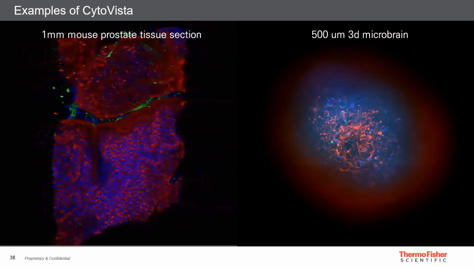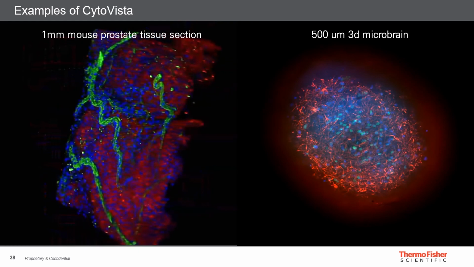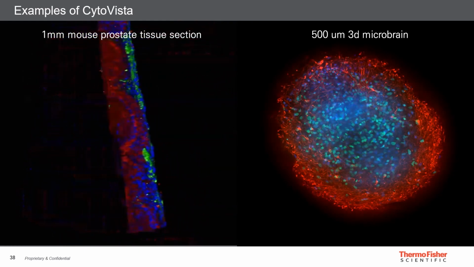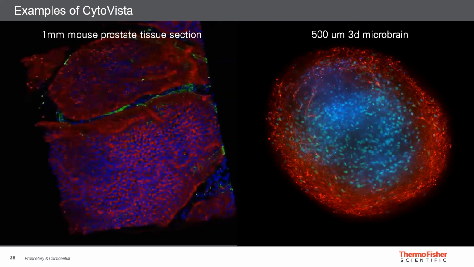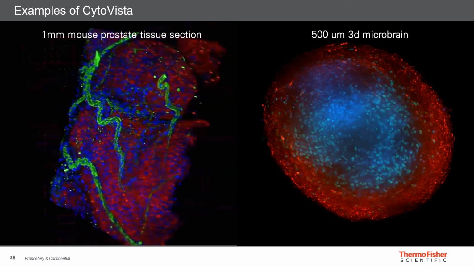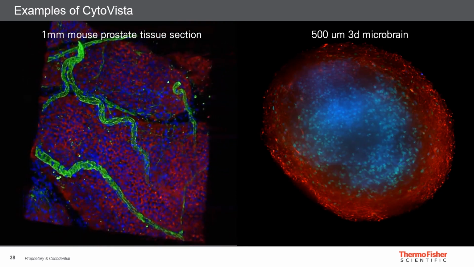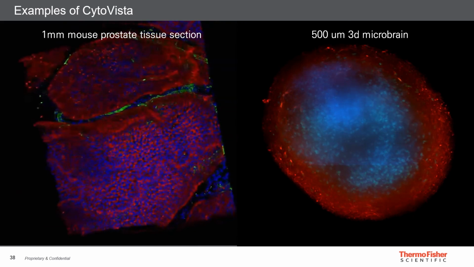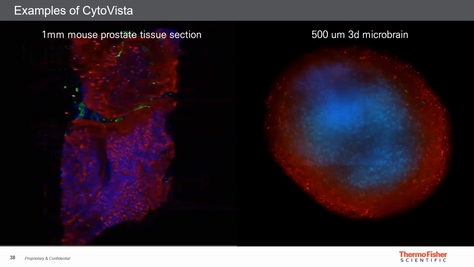Here is an example movie using CytoVista. You can get this kind of clear image for your 3D sample or thick tissue. Left one is a 3D rendering of a 1 mm mouse prostate tissue section, and right one is a 500 micrometer diameter StemoniX 3D microbrain organoid, which is generated from iPSC-derived neural progenitor cells.